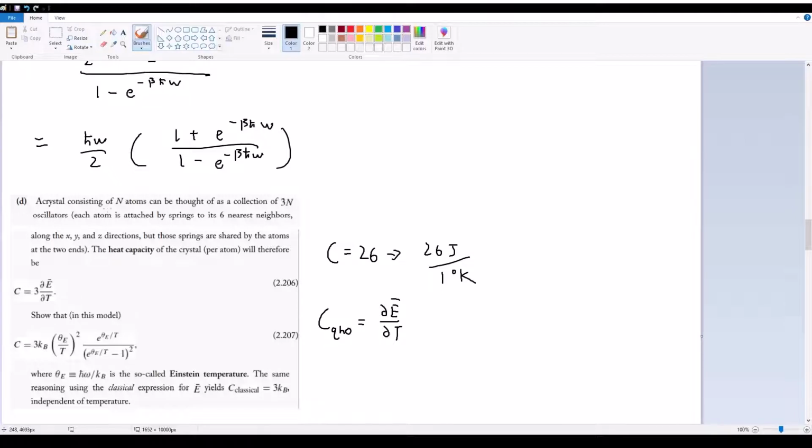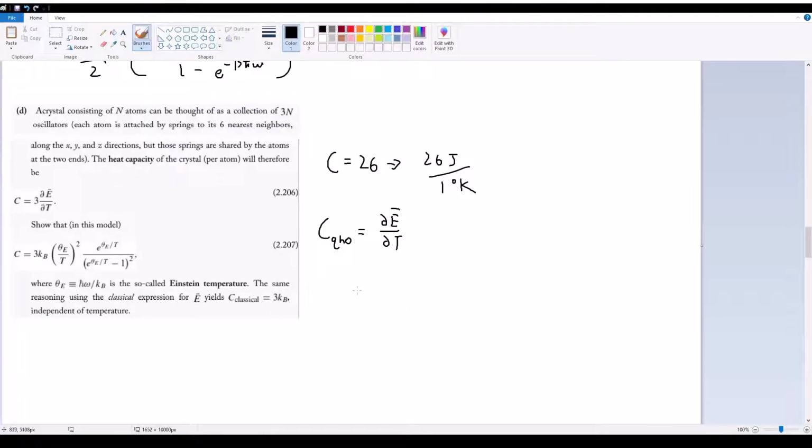Now, what this is telling us is that a crystal of n atoms can be thought of as sort of a collection of 3n oscillators. So what we mean by that is if you look at an atom, right? If you think of an atom as a 3D lattice, let me just draw it out all the way.